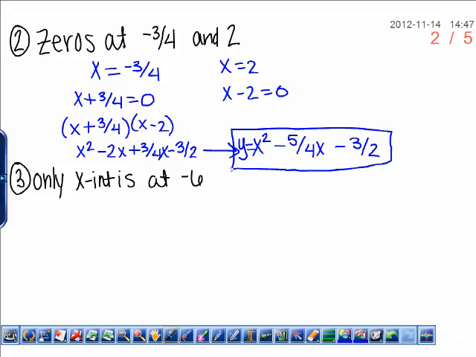Doesn't matter to me. Okay, the only x-intercept is at x equals negative 6. So what does this tell us about our function? One solution. Okay, well, all these are something squared. What do you mean by something squared? Oh, okay, it's one binomial squared. I'd agree.